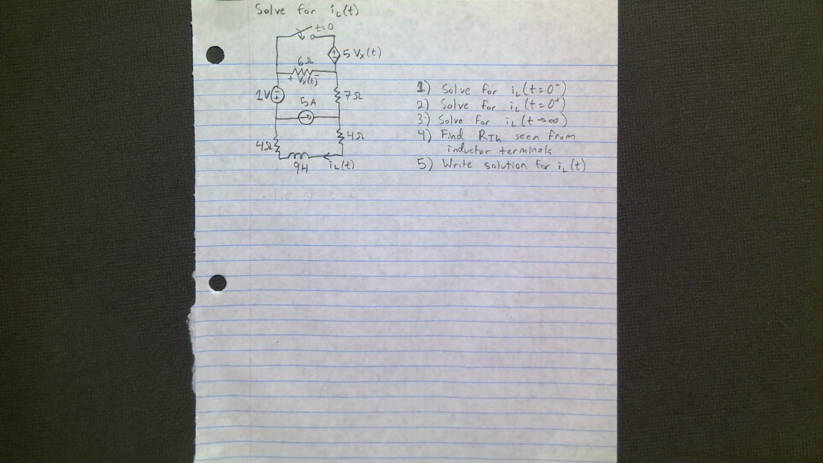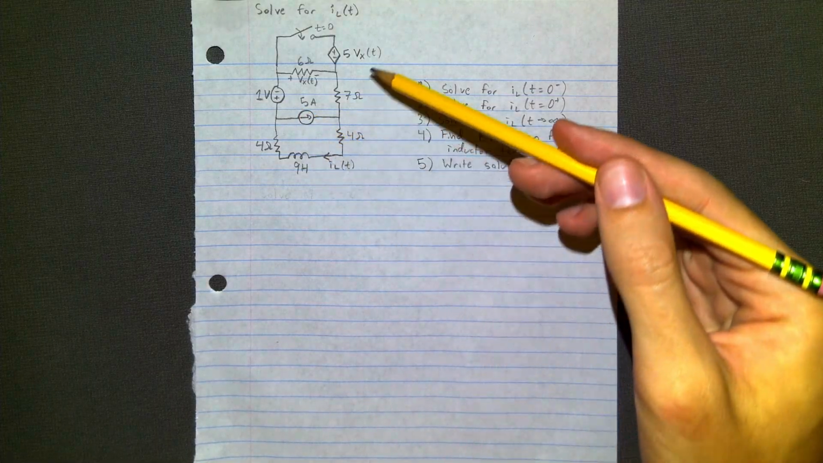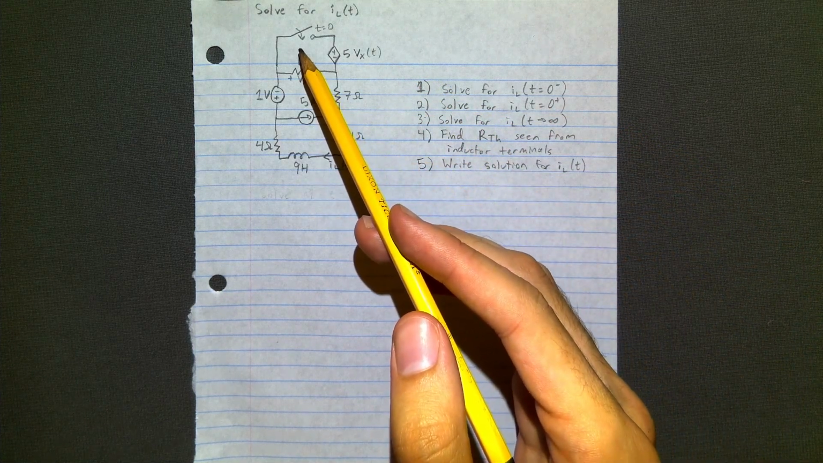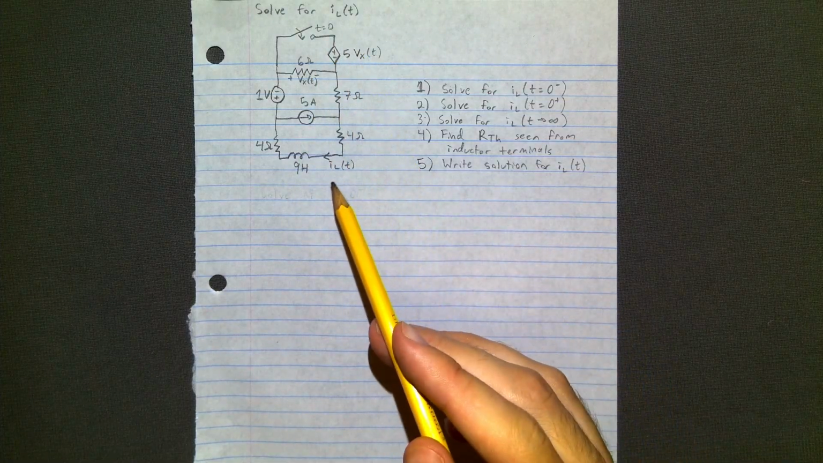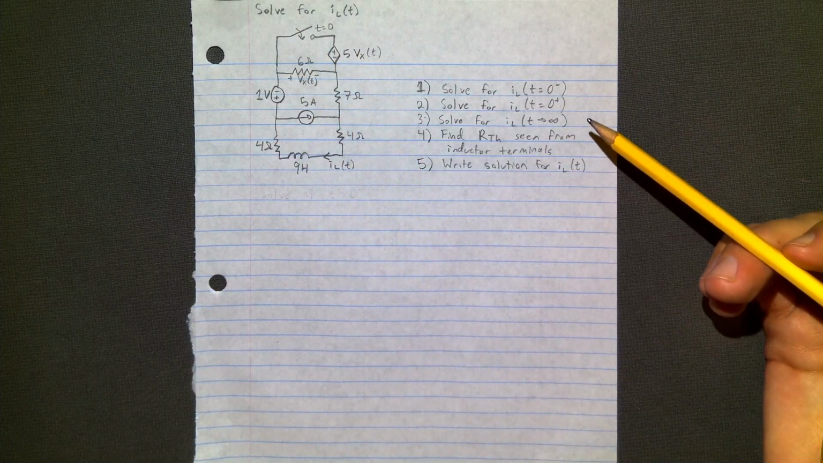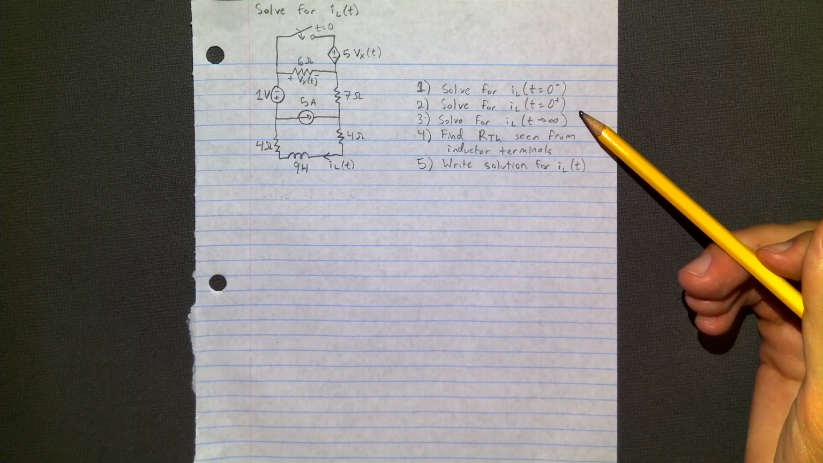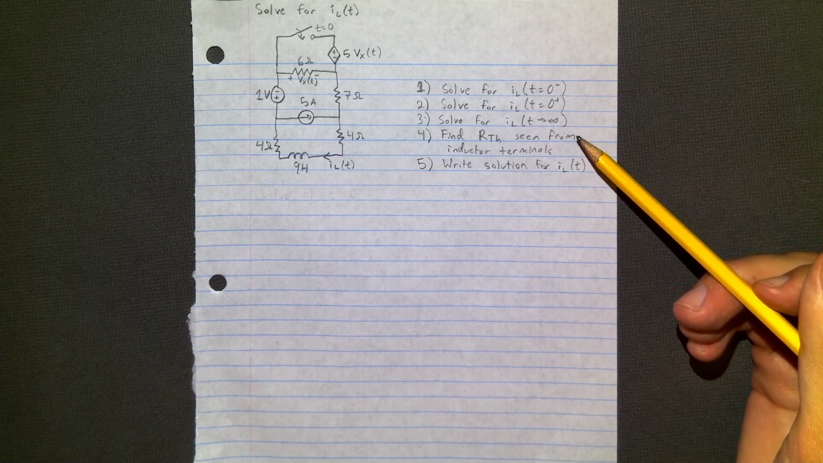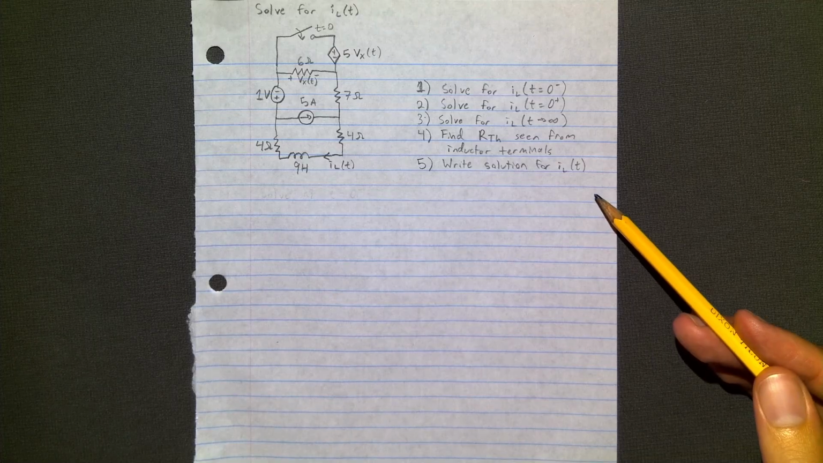So in this circuit, we have an independent voltage source, an independent current source, a dependent voltage source, an inductor, and a switch that closes at t equals 0, and we are asked to solve for IL of t. First we're going to have to solve for IL of t at t equals 0 minus, then at t equals 0 plus, then IL as t goes to infinity, and then we're going to find R Thevenin as seen from the inductor terminals. And then once we have all of those things, we can write the solution for IL of t.